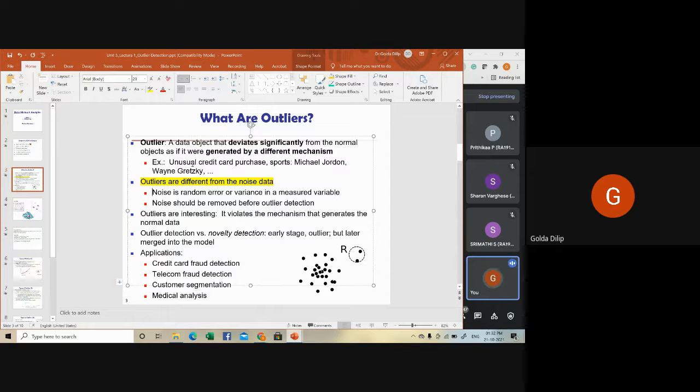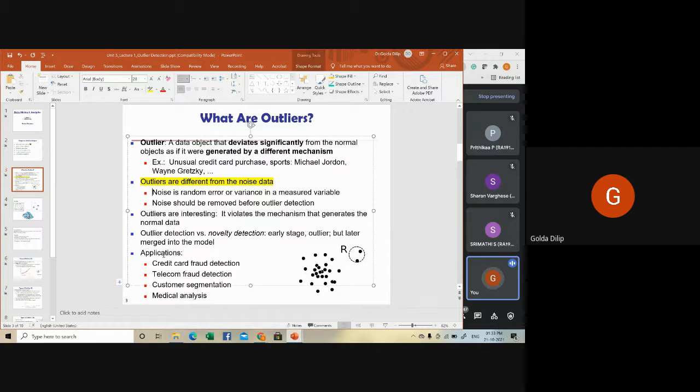So noise should also be removed as a part of outlier detection. Before you go for anomaly detection or outlier detection, noisy data should also be removed from data mining. So that's what outliers and noise are all about. Outlier is different and noise is different. I gave you an example for an outlier and a noise. Outliers are interesting, as they violate the mechanism that generates the normal data.